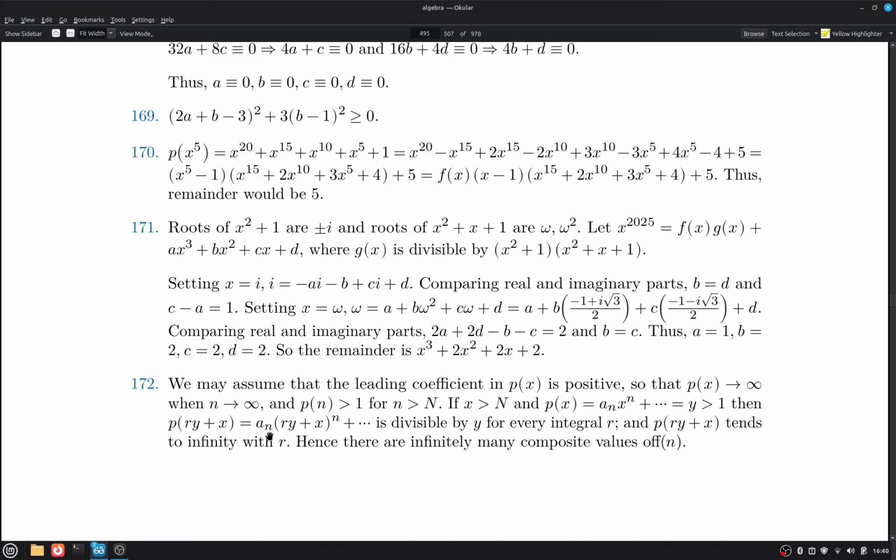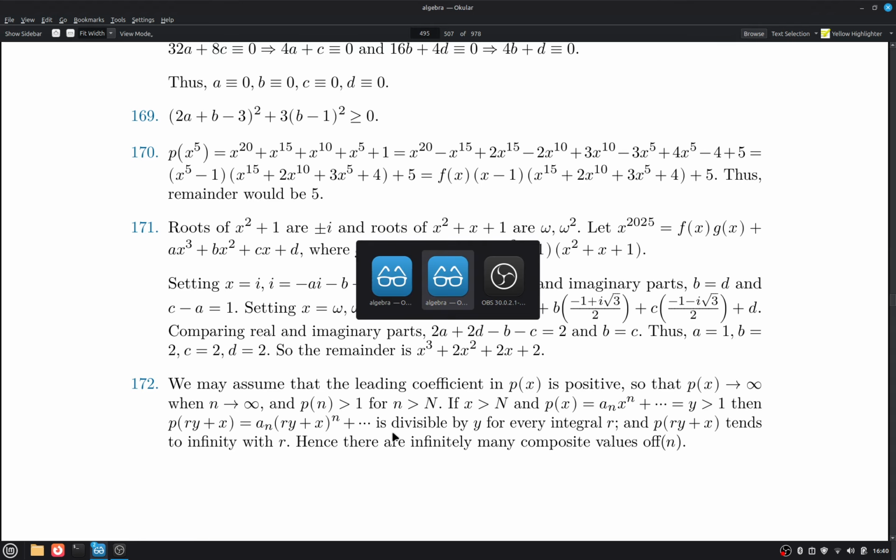So essentially the entire series is divisible by y for every integer r, and p of ry plus x tends to infinity with r. So you see we have infinitely many composite values of p. So we won't have all prime numbers.